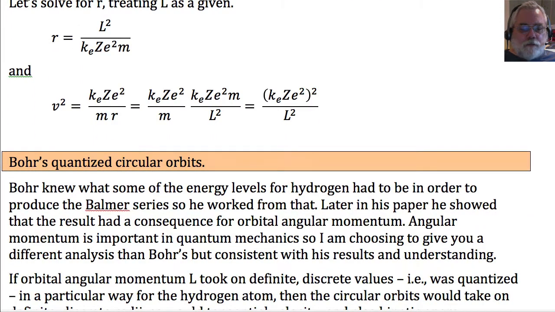Bohr's quantized circular orbits. Bohr knew what some of the energy levels for hydrogen had to be in order to produce the Balmer series. So he worked from that. Later in his paper, he showed that the result had a consequence for orbital angular momentum. Angular momentum is important in quantum mechanics, so I'm choosing to give you a different analysis than Bohr's, but consistent with his results and understanding.